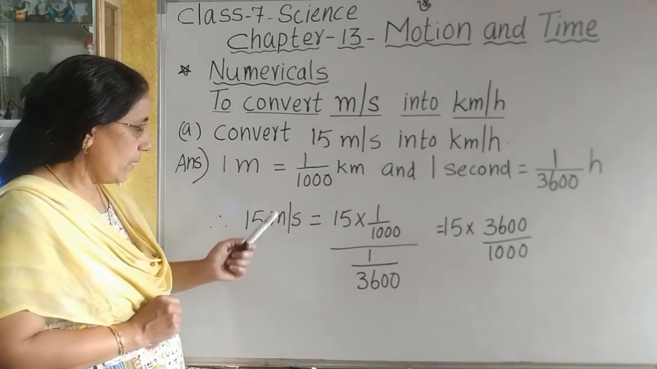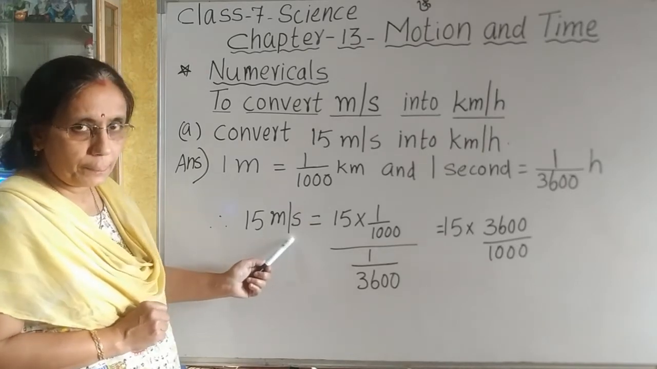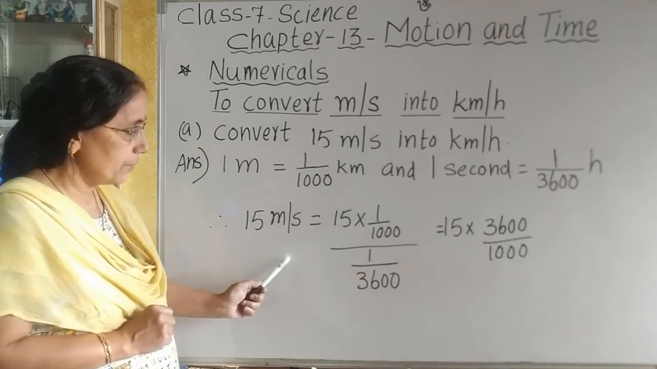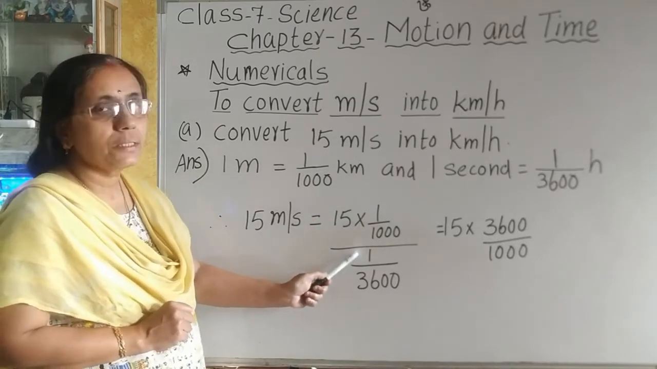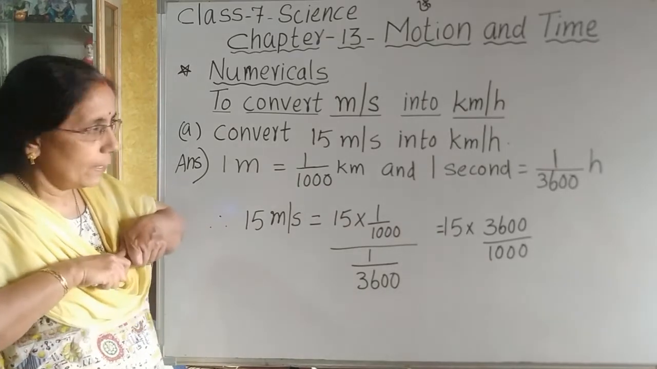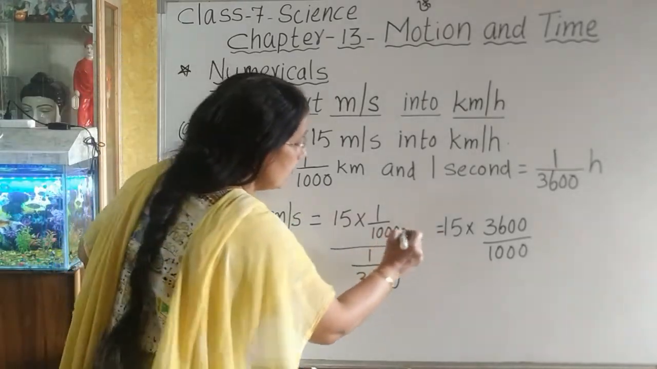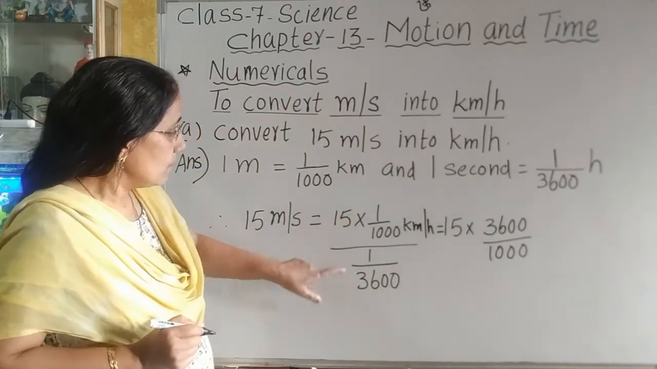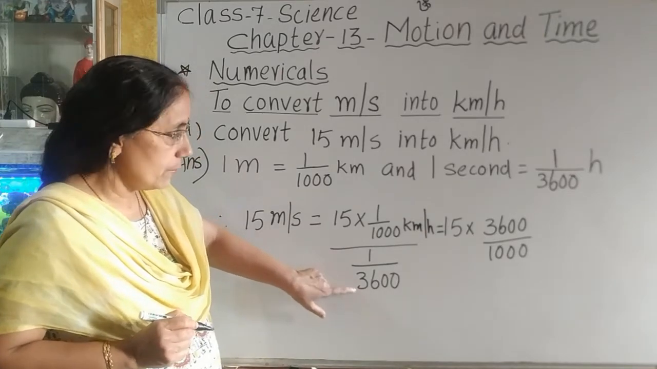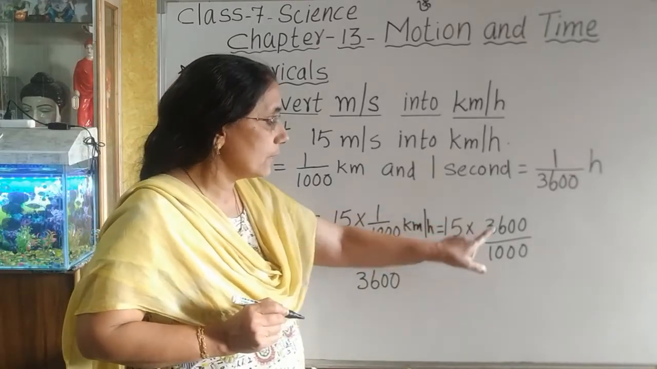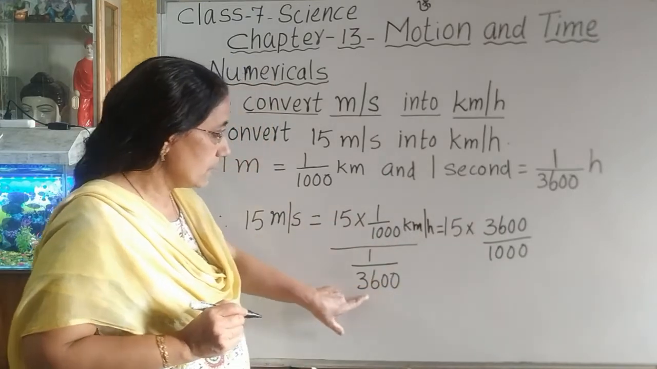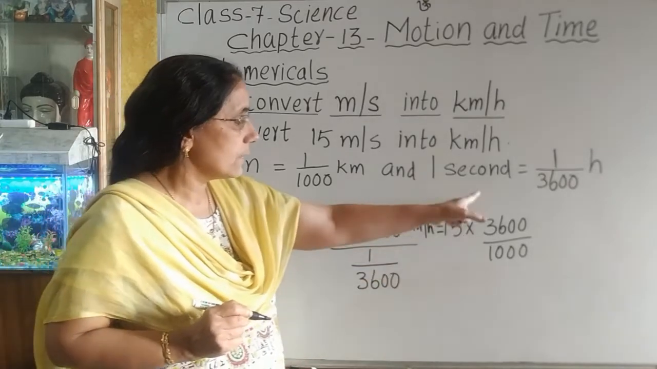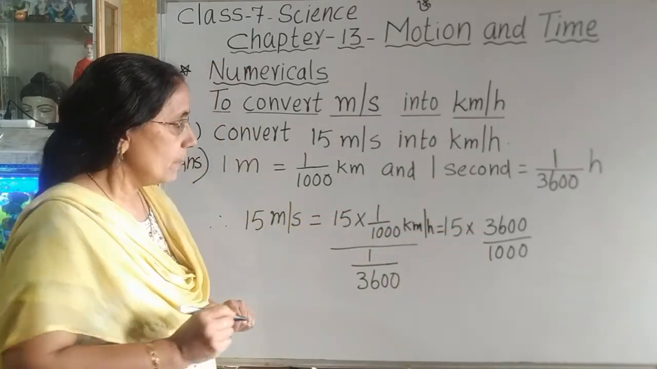So substituting these values, we can write 15 meter per second as 15 into 1 by 1000 kilometer, and second can be written as 1 by 3600 hour. So this is expressed in kilometer per hour. So using the rule of fraction, we will get 15 into 3600 by 1000, because this is in the denominator. This is the division of fractions. So this 3600 will go in the numerator.